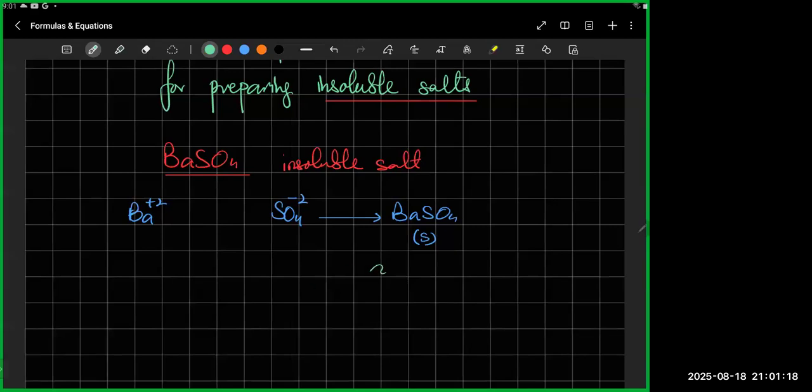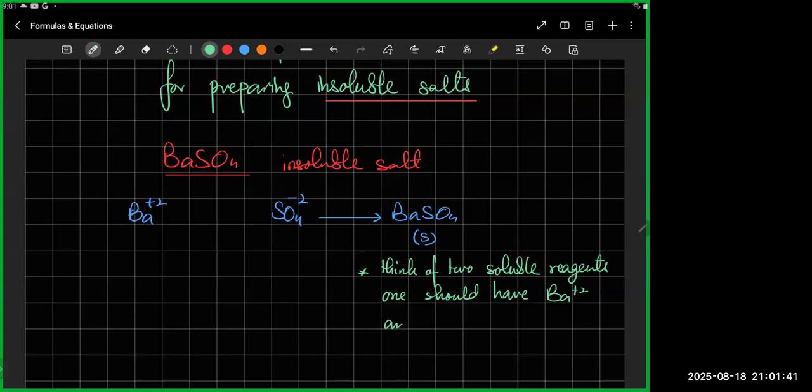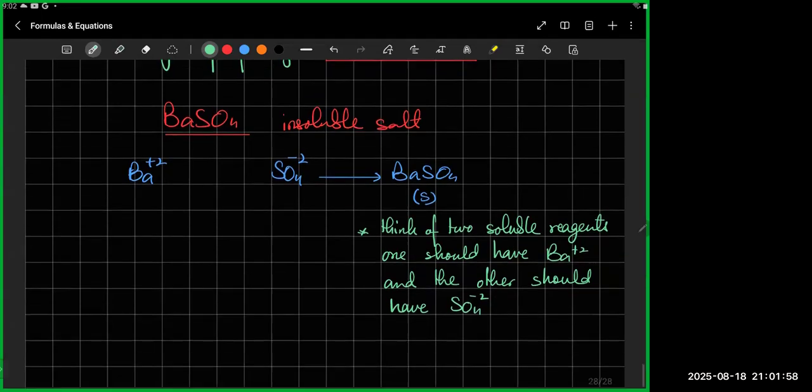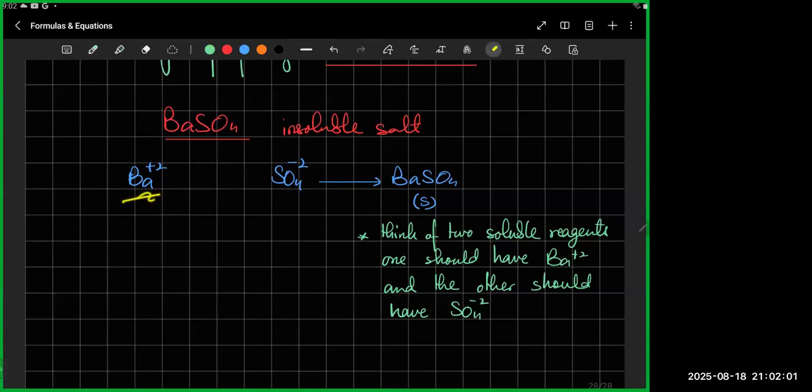So, let me write it here. You're going to think of two soluble reagents, but they have to be soluble. One of them should have barium, and the other should have sulfate in it. But remember, barium ions are not going to be alone. There's going to be some negative ion attached to it.